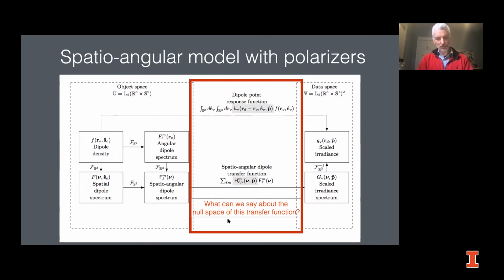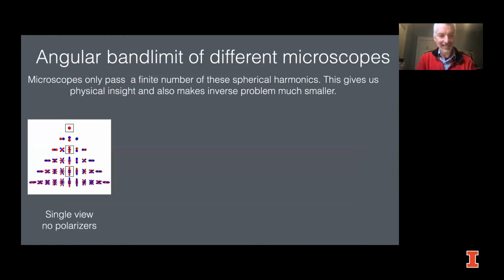And so, one key question we wanted to look at is, what can we say about the null space of this transfer function? Does this tell us anything interesting about, for example, which spherical harmonics are actually passed by the microscope, okay? And it turns out it does, very powerfully so. And I think this was one of Talon's most important results.